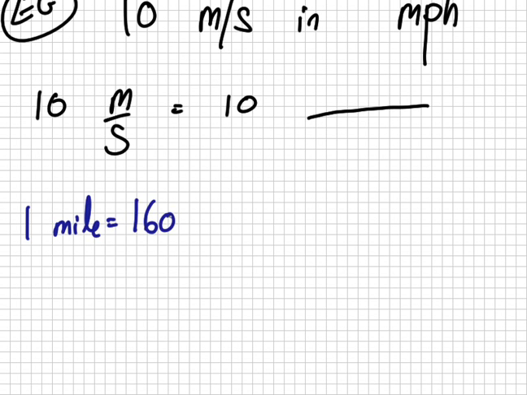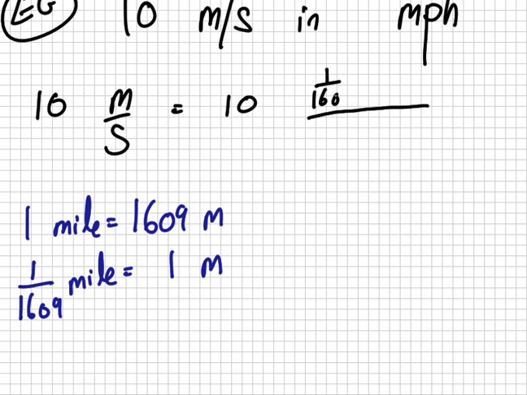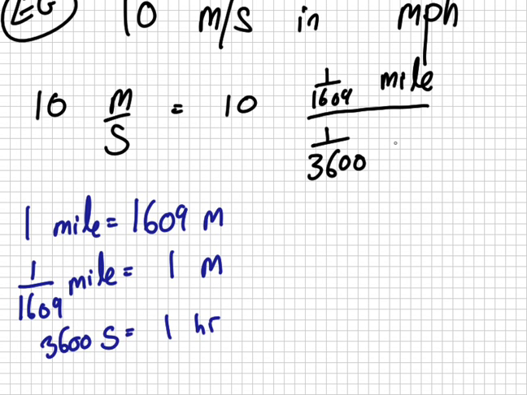1,609 meters. So that means 1 over 1609 mile equals 1 meter. Yeah, it's just like what we do in maths class. So here will be 1 over 1609 mile. And second, we know that 3,600 seconds equals 1 hour. So then 1 second would be 1 over 3,600 of an hour.